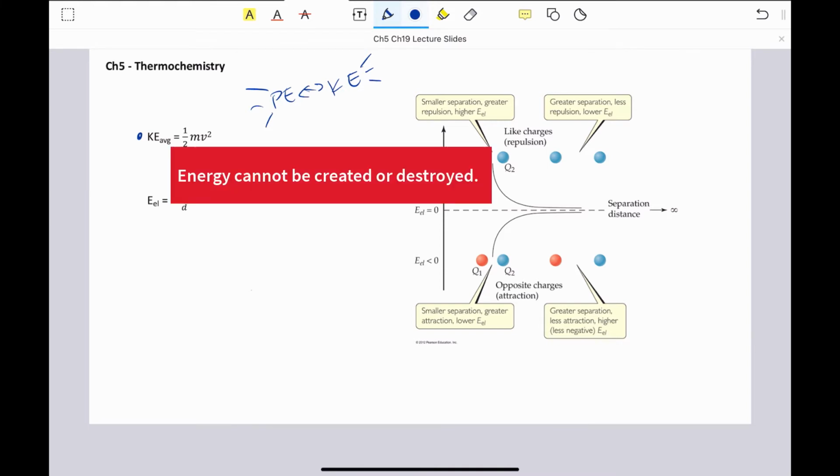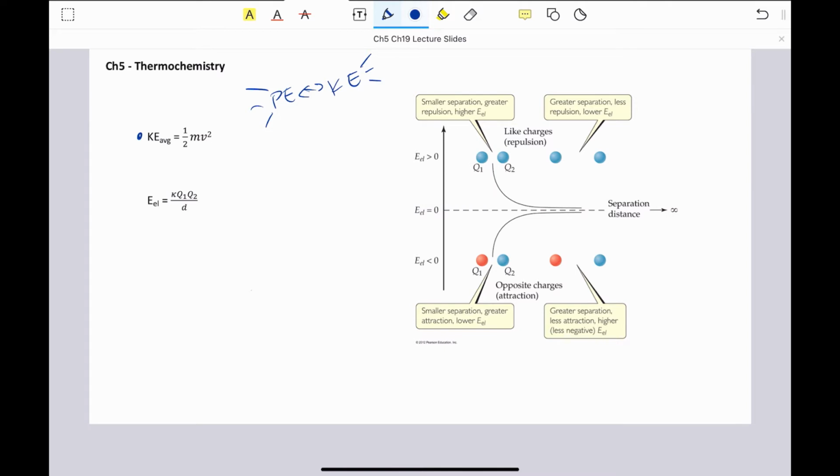So anyway, KE equals 1/2 mv squared. That's an equation that you should know. And note that this is KE average, so this is not necessarily the energy of a particular thing. Typically this is applied to a bulk group of particles, and the average kinetic energy is equal to 1/2 of mass times the velocity squared.